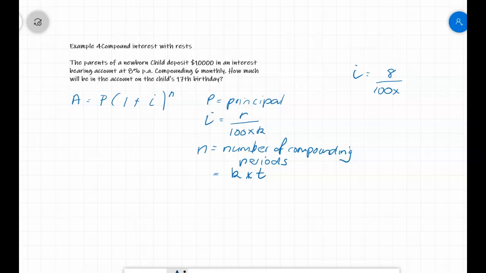Now, it's compounding, the K is the compounding periods. So ours in this problem is compounding 6 monthly. So that means it happens twice a year. So that 8% is per annum, but we're going to pay it twice a year, so we need to do that. N is the number of compounding periods. So N is, the interest is paid twice a year, and for the number of years that there are. In this case, there are 17.